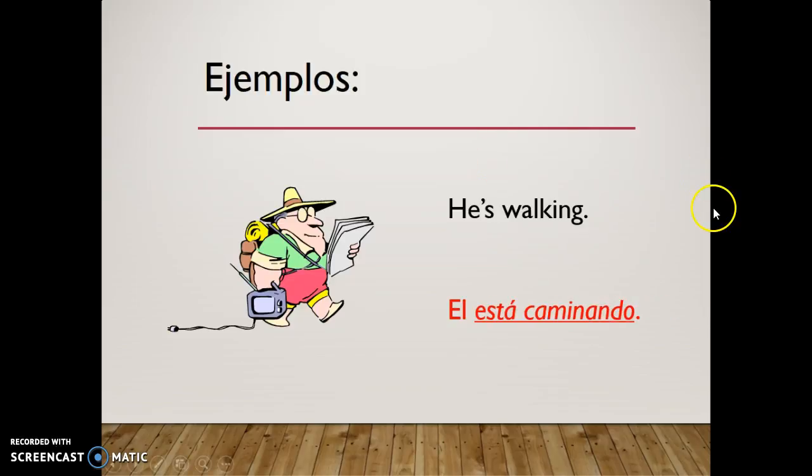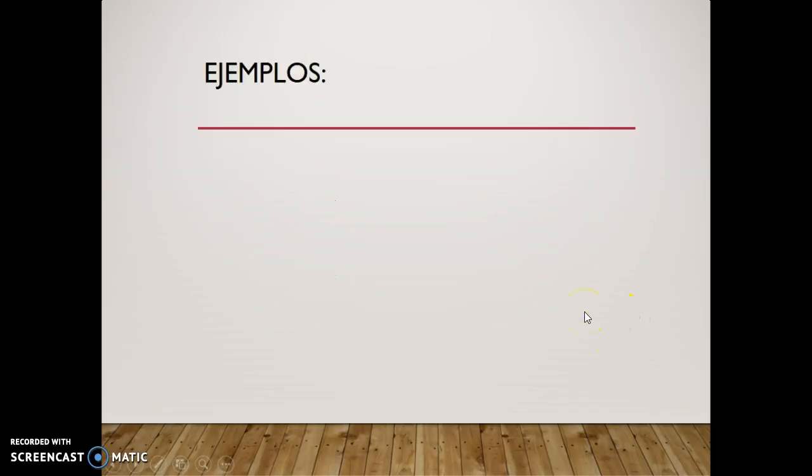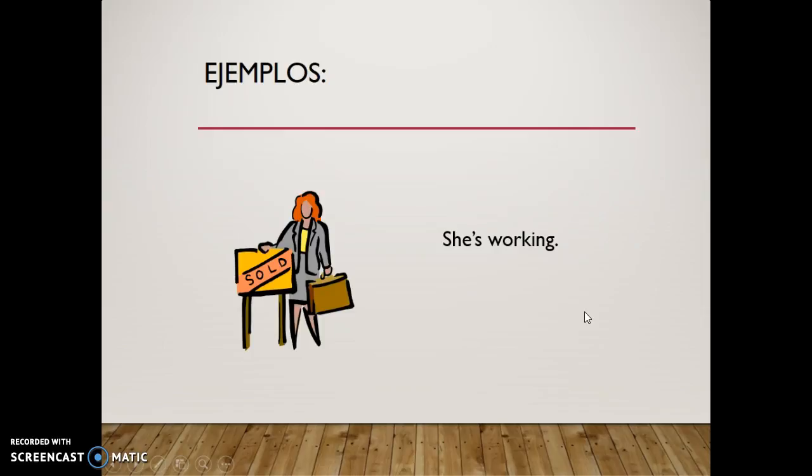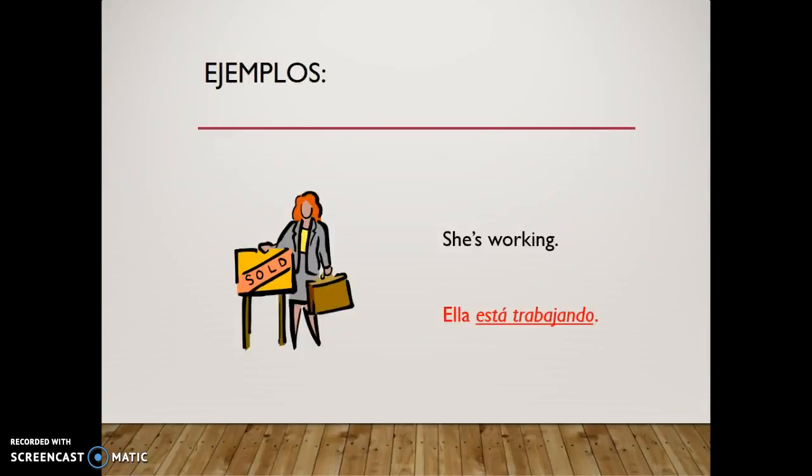Está. And then to walk is caminar. We drop the AR, we're left with camin, and we need to add A-N-D-O because it's an AR verb. Let's do another one. She's working. So we need she is: estoy, estás, está, estamos, or están? And then to work is trabajar. It's an AR verb, but when we drop the AR, are we going to add ando or iendo? Ella está trabajando.